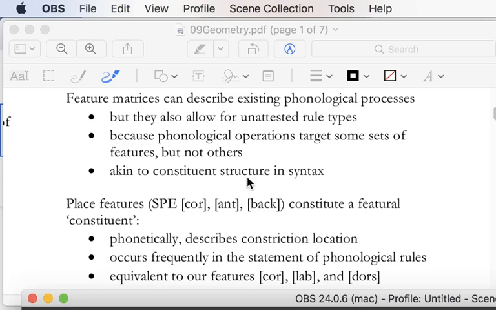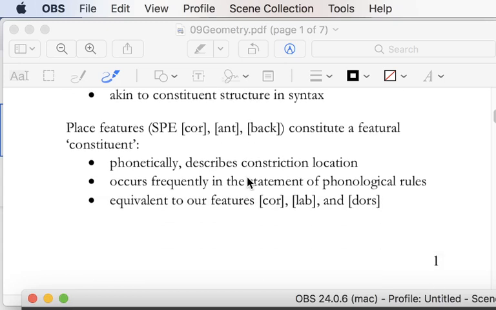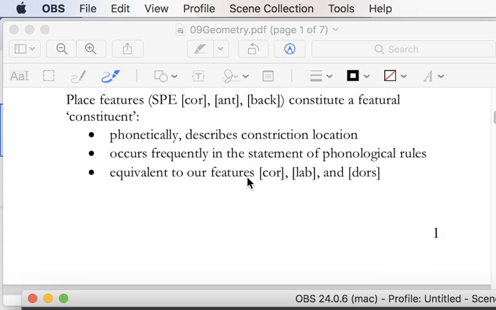So here's a concrete example of a bunch of features that clearly form a featural constituent, and we've already seen this several times in this class: the major place features, right? So our features are labial, coronal, and dorsal. In the original Sound Pattern of English theory, the three features were coronal, anterior, and back, but they're doing pretty much the same thing, although the details are a little bit different. These are the major place features.